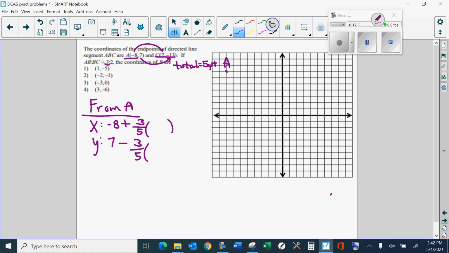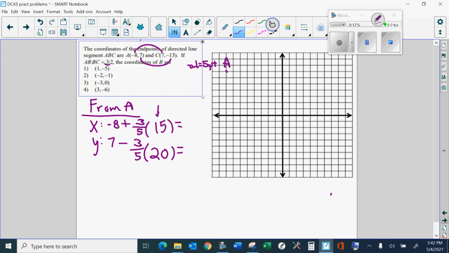And then this is just my total x and y distance. So what's the total x distance? From -8 to +7 is 15. From 7 to -13 is 20. Remember, they're always going to be a positive number. And now I just do my calculations.